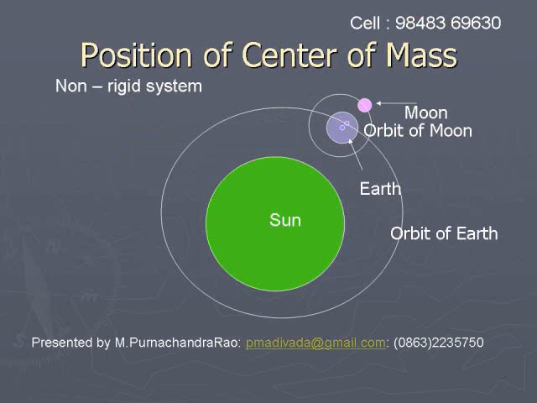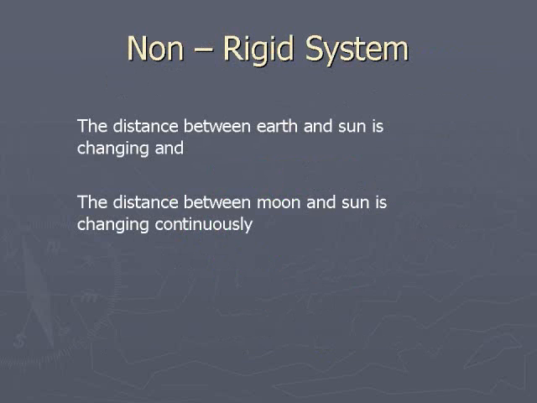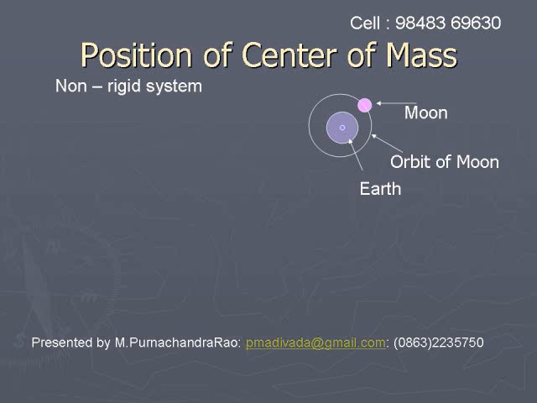Non-rigid system. Example: if we take sun, earth and moon, the earth is going round the sun, or the earth-moon system is going round the sun. The distance between earth and sun is changing. The distance between moon and sun is continuously changing. Hence, to study such objects, we consider earth and moon to be a system. Since the distances are not constant, we consider it a non-rigid system.